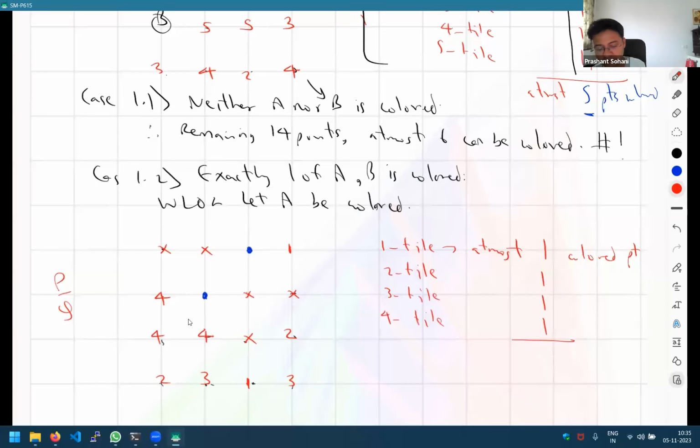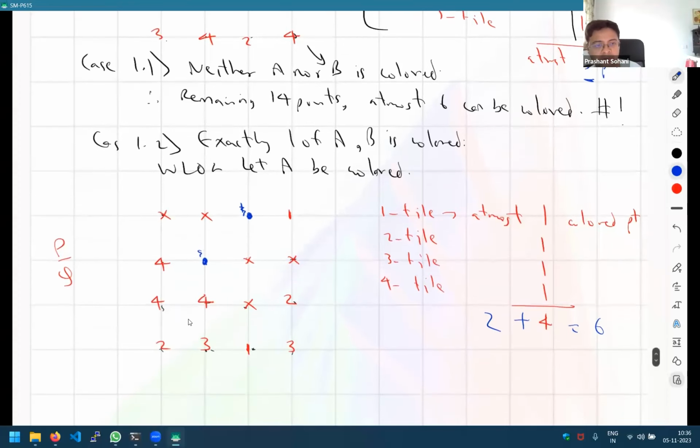So do you see in this tiling, what is happening? So the total number of points that are allowed to be colored is 4, plus the 2 which we already colored here, like these 2. So therefore, the total number of points which are allowed to be colored is 6. Again, a contradiction. So like that, in every case, you are going to get a contradiction.